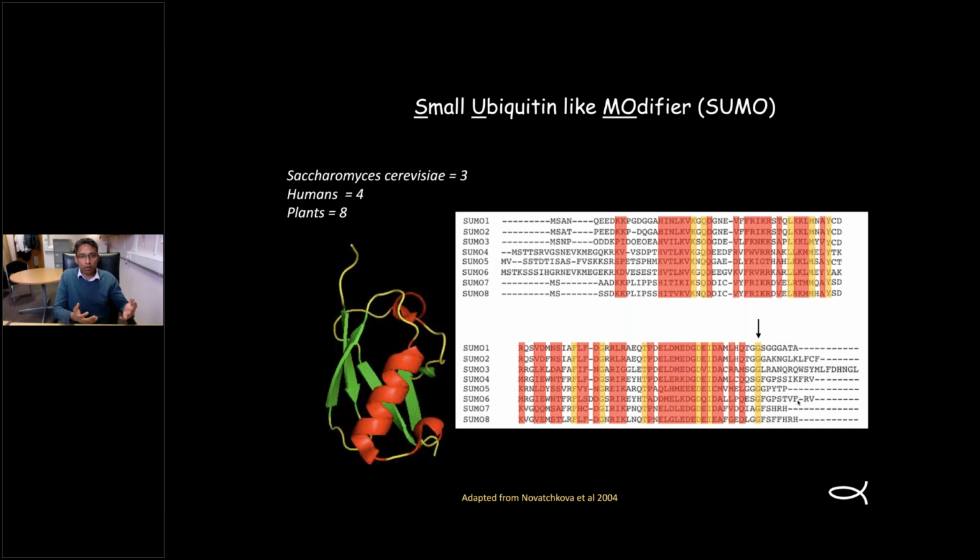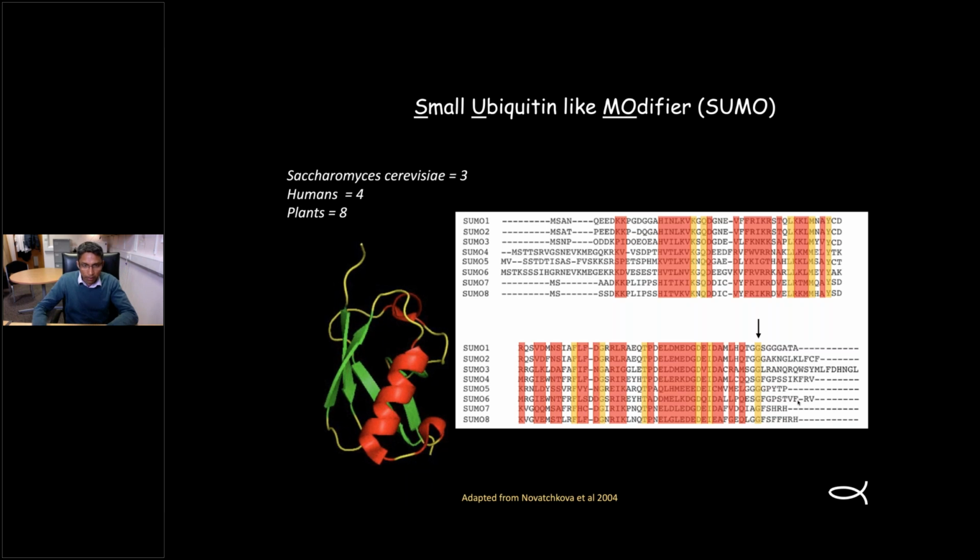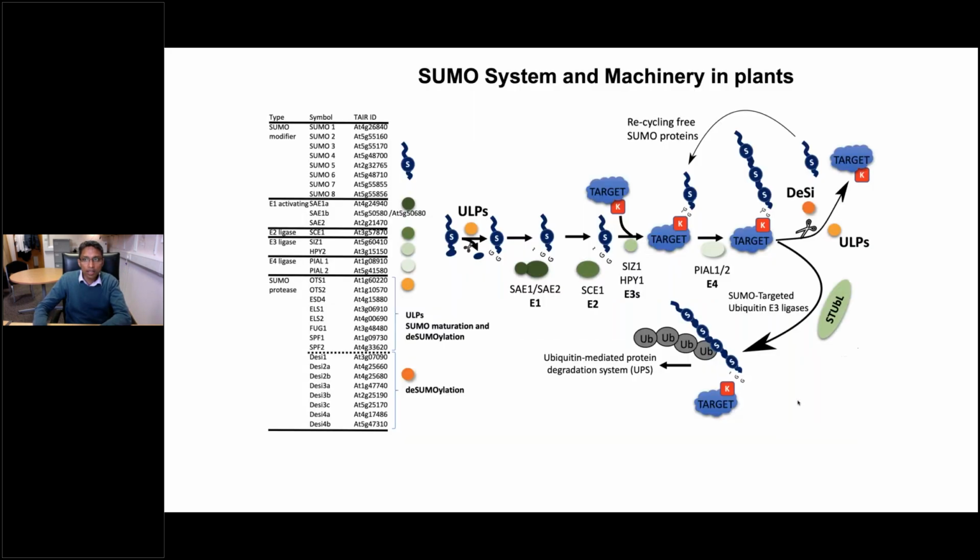So how does SUMO get conjugated to target proteins? By a series of enzymes, really. And this series of enzymes starts with SUMO being made as premature SUMO, like a precursor SUMO, which is then cleaved at the C-term to expose the diglycine motif here.